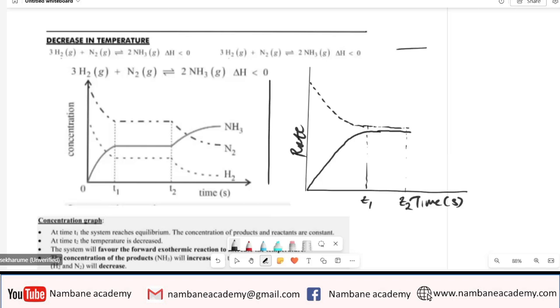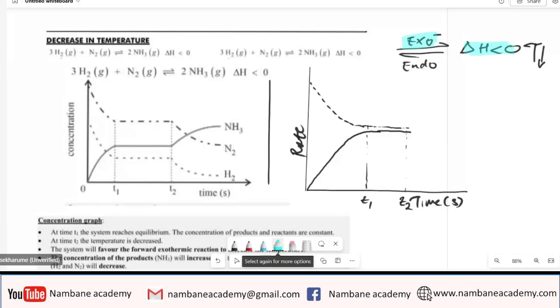we still have the forward and the reverse. Our delta H is less than 0. Now this time, we're decreasing the temperature. The forward reaction will be an exo. The reverse reaction will be an endo. So if you decrease the temperature, you favor an exo, which is the forward reaction. So now the forward and the reverse reaction decrease.